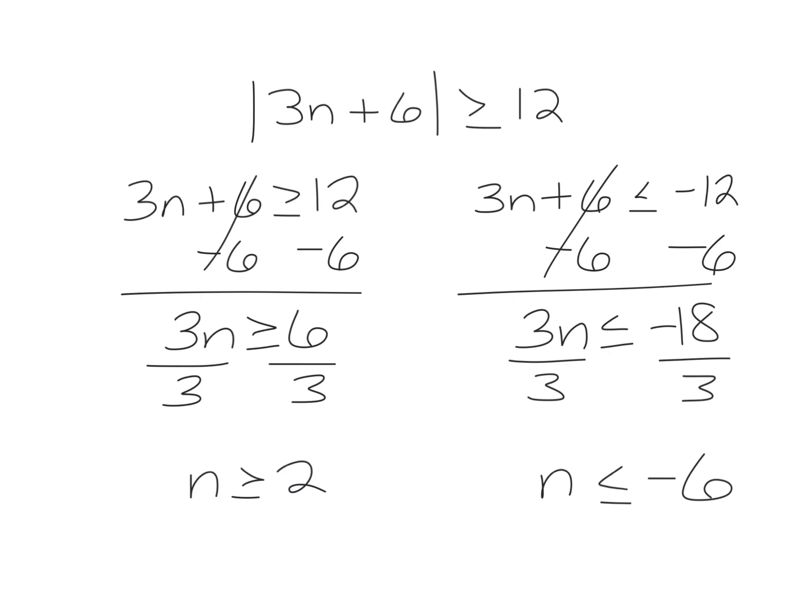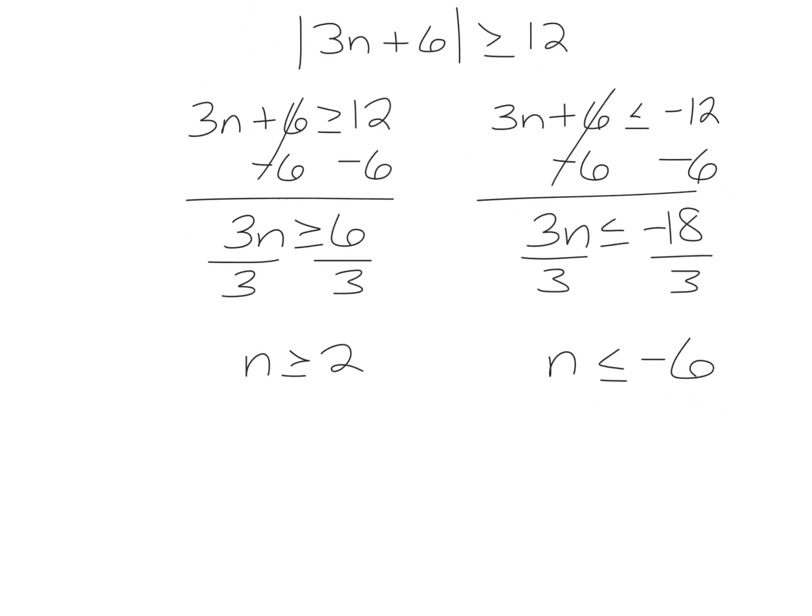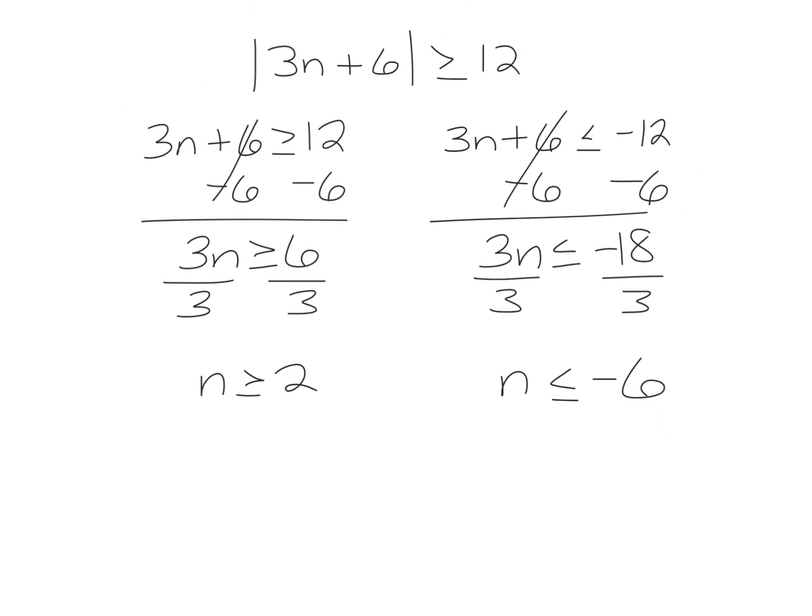Everyone get here? Okay. Last step is to what? Graph. So I have -6 and 2. Make sure when you graph, you put them in least to greatest order.